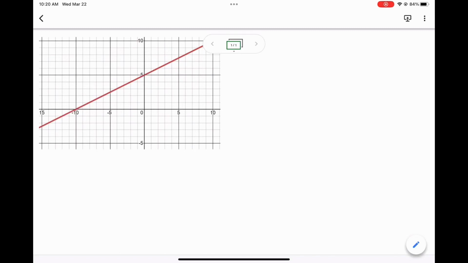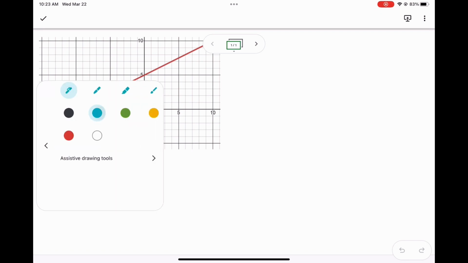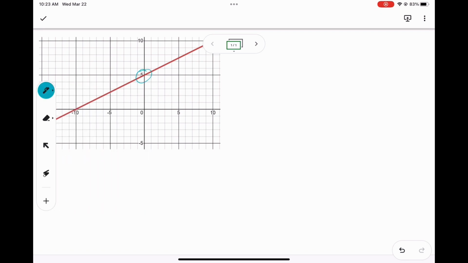Okay, so given a function on a graph, we want to find the inverse of the function. In order to do that, we first need to identify 2 points that are very clear. For me, I realize that that's easiest with the x-intercept and y-intercept when it's very distinctive. Otherwise, find 2 points where you can easily find your rise over run.